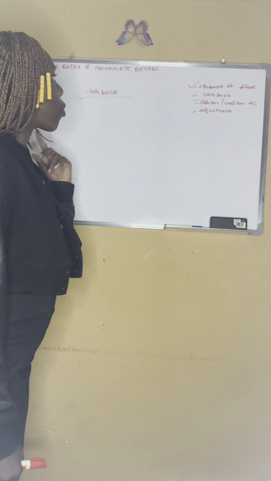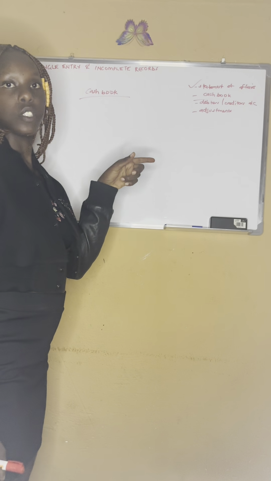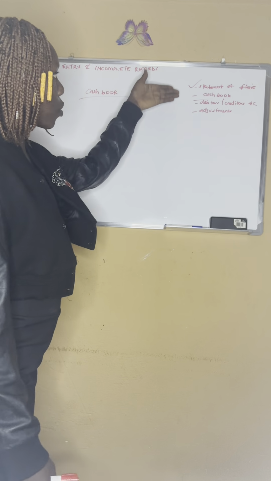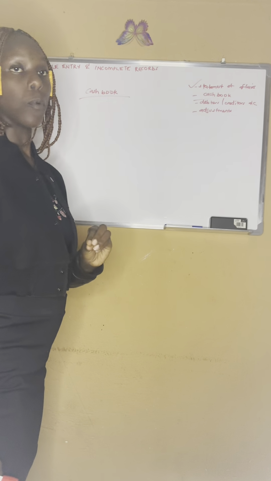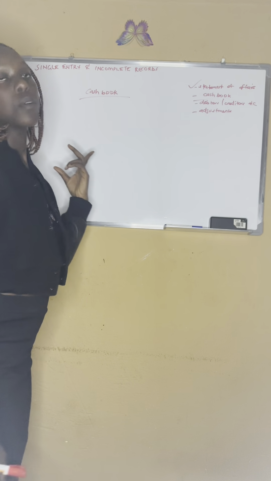Cash book. We are on our second step: adding single entry and incomplete records. Remember, I told you that not all these 4 steps are a must. It depends on the question. So why do we make a cash book?